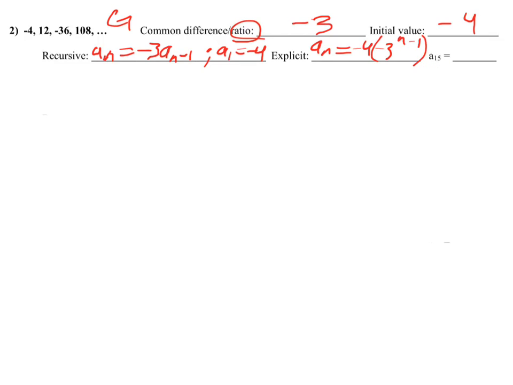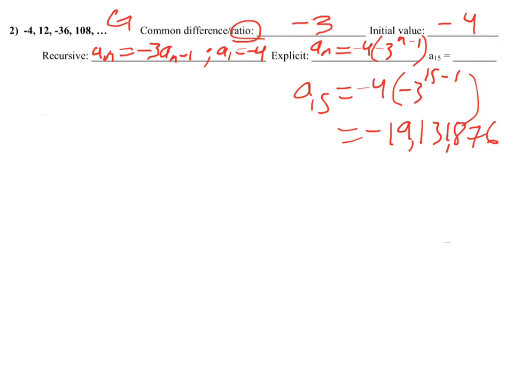If you want to get the 15th term of your sequence, you just plug 15 into your explicit function. Make sure you put in the explicit one. Otherwise, getting the recursive one might take quite a while, because you have to backtrack quite a bit. Anyway, if you compute that, you're going to get -19,131,876. And that's a fairly large number, but that's kind of what you expect when you multiply by -3 14 times.